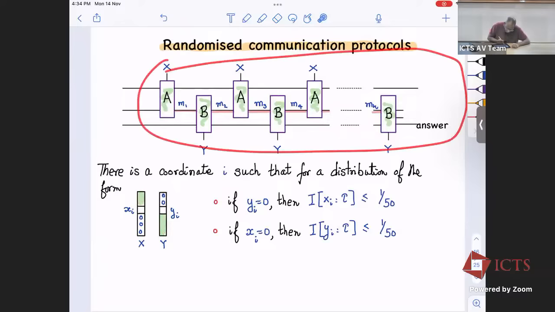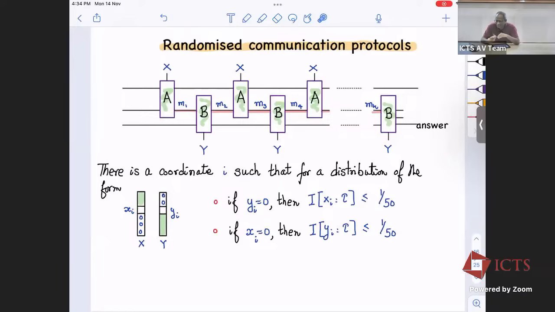Okay, so these words like neglect, etc., later on we will justify. I mean, they can be justified using the notion of entropy. And it will turn out that this very same protocol, the messages are hardly sending any information about the bit there. There is a coordinate which they are neglecting.